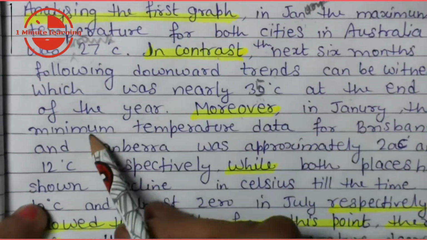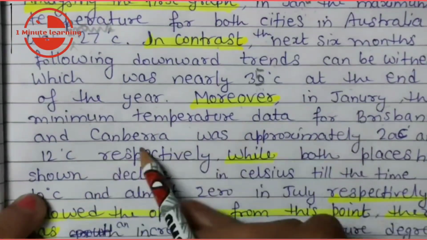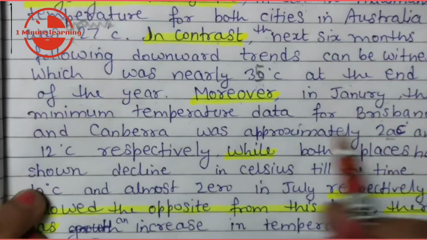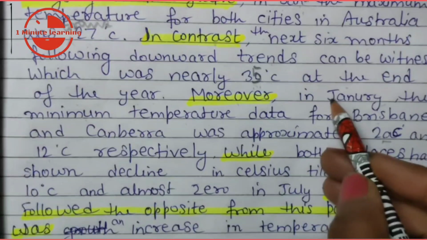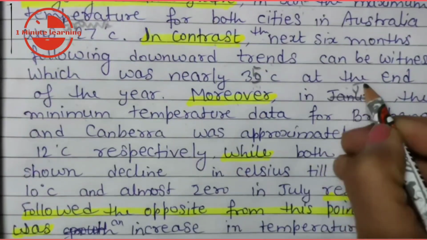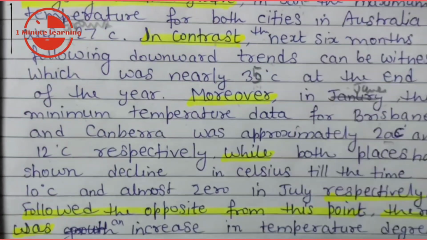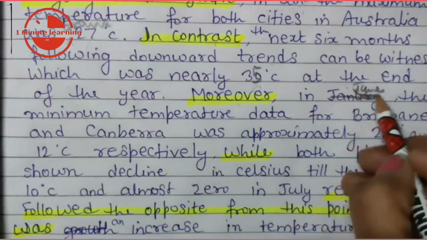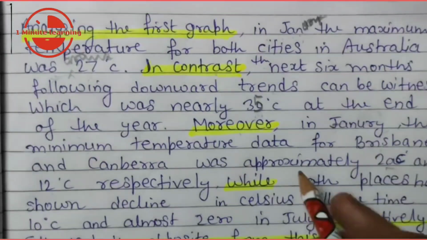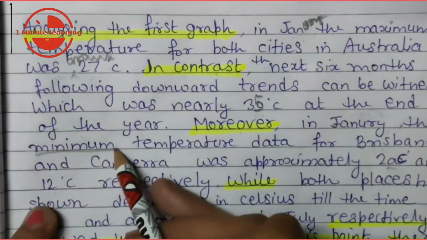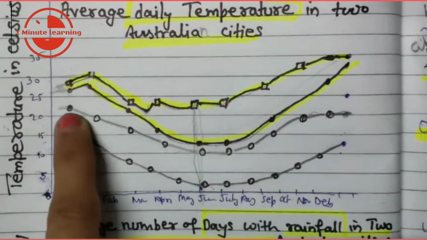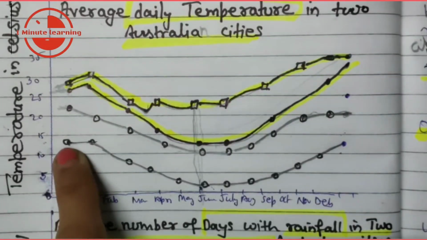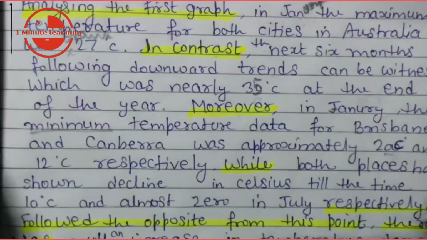Moreover, in January, the minimum temperature data for Brisbane and Canberra was approximately 20 degree and 12 degree. No, it is not January. I think I will show you. It is June. So this is my mistake. No, I will see that. Yes, it is correct. We have started talking about minimum temperature. So minimum temperature is, see this, around 20 in one city and around 15 in a small city. Okay, so you can see this.